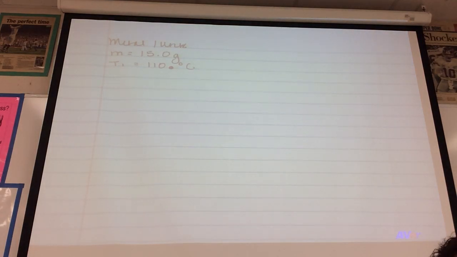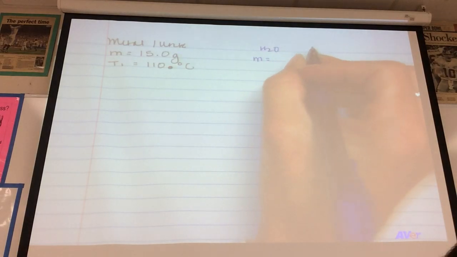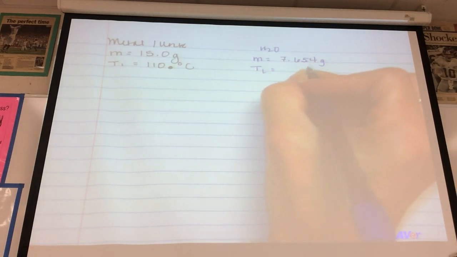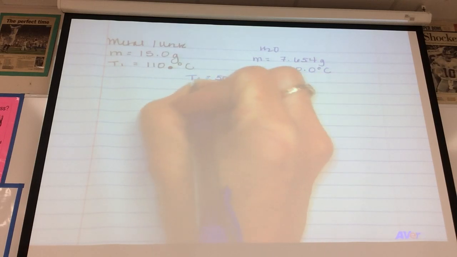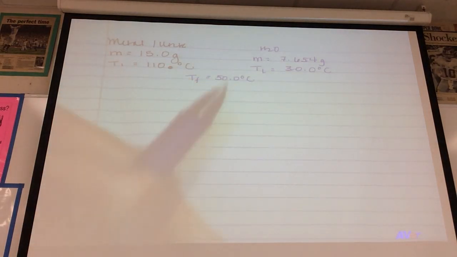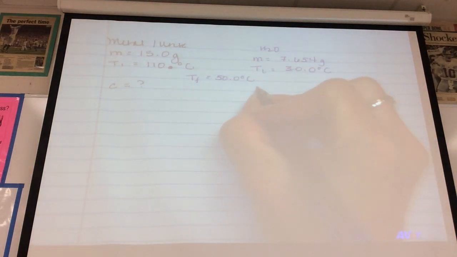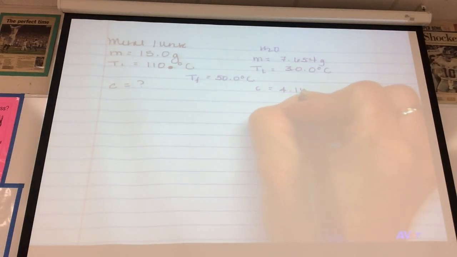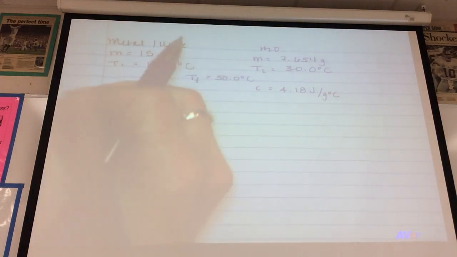It's placed in a calorimeter. We've got water. The mass is 7.654 grams. The initial temperature of the water is 30 degrees Celsius. The temperature stopped changing at 50 degrees Celsius. That's the final temperature for both. We want to know the specific heat of the metal. The specific heat of water is 4.18 joules over grams degrees Celsius. And we also want to know the identity.